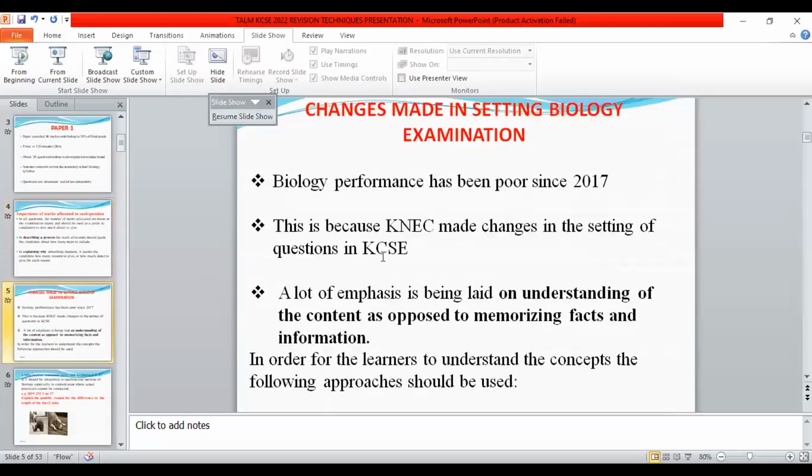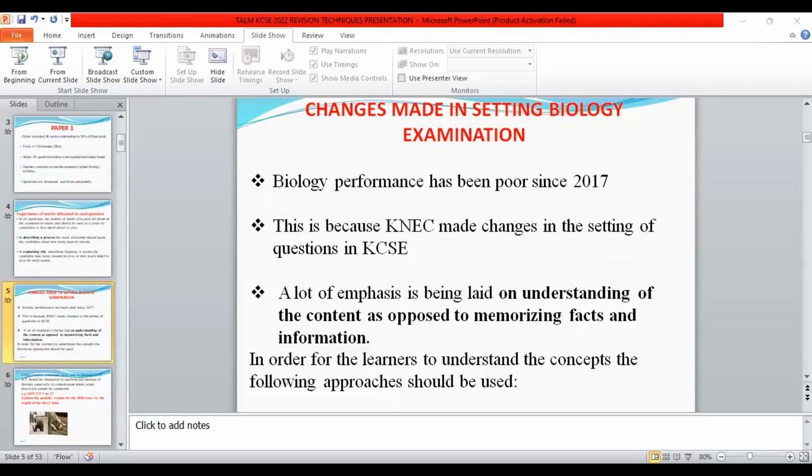Changes made in setting and the marking of KCSE examination. We have all observed that since 2017, the performance in biology has been very poor. And in fact, we all need to understand that there are certain changes that have been made, especially on the setting of the questions in the biology examination, whereby a lot of emphasis has been laid on the understanding of the concepts as opposed to the memorization of the facts and the information.